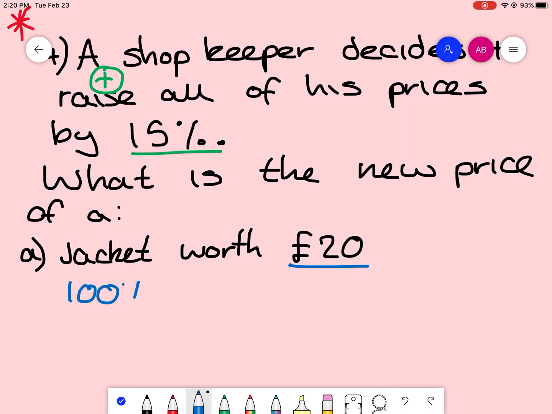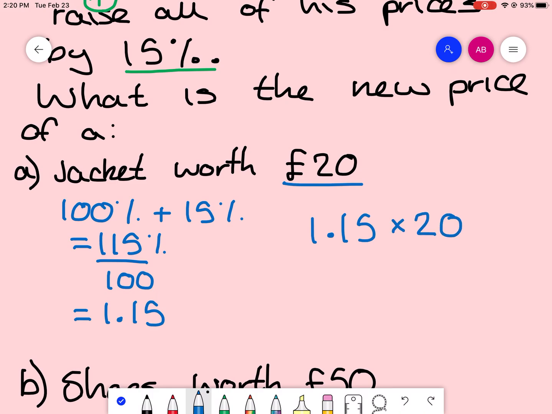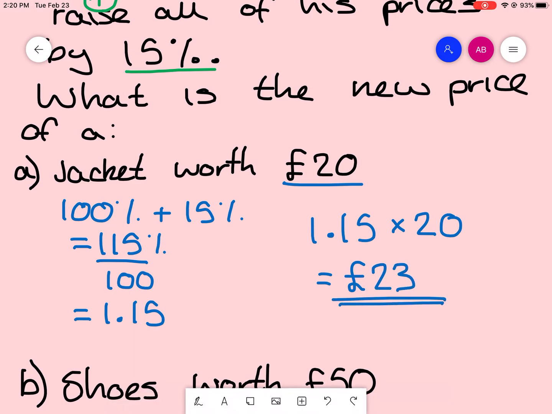So we take the 100%, we add on the percentage that it has been increased by, and we get 115%. We then have to divide this by 100 to get a decimal, which is 1.15. Then we can multiply that by the original. So 1.15 times, for A, times 20. Pop it into the calculator and we get £23. So the jacket, once we've raised it by 15%, gives us £23.